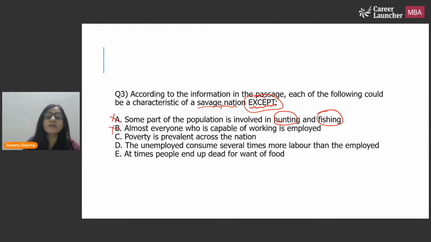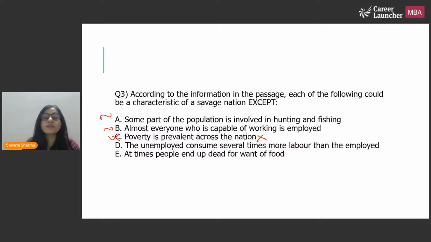Capable of working, everyone is employed. We are not sure. Poverty is prevalent across the nation, so again, we need to look at it from the savage nation's perspective. Therefore, it's no. Everyone who's capable of working is employed: not sure on this. Some part of the population is involved in hunting and fishing. Let's hold on to this, not eliminate. C we've eliminated for sure.